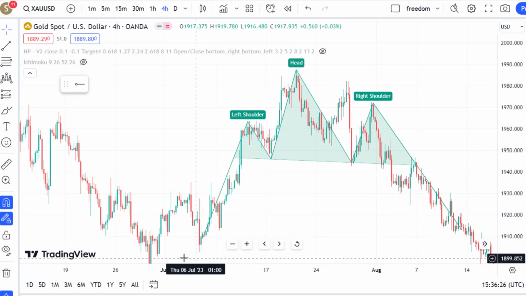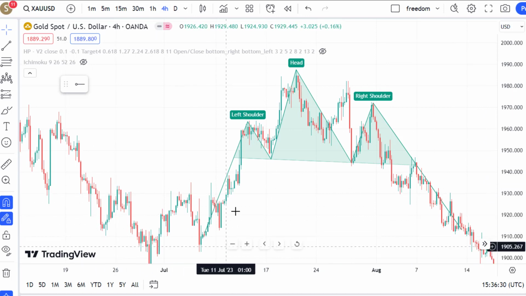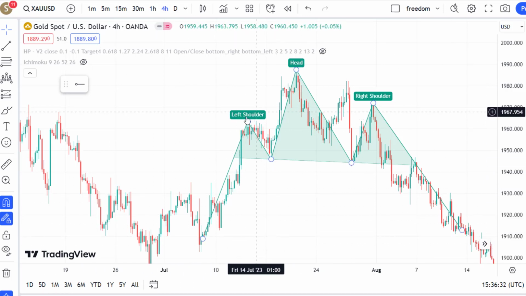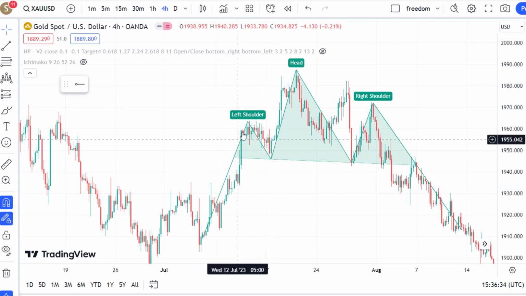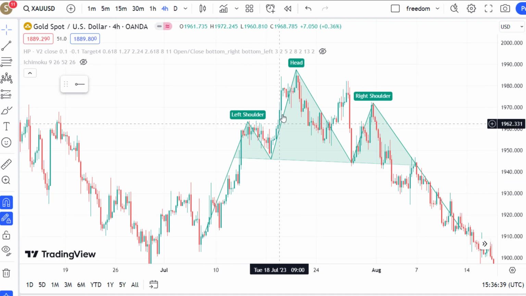The head and shoulders pattern can appear in both bullish and bearish trends, and it consists of three key components. 1. Left shoulder. The left shoulder is a peak that occurs during an uptrend. It's typically followed by a retracement or pullback.